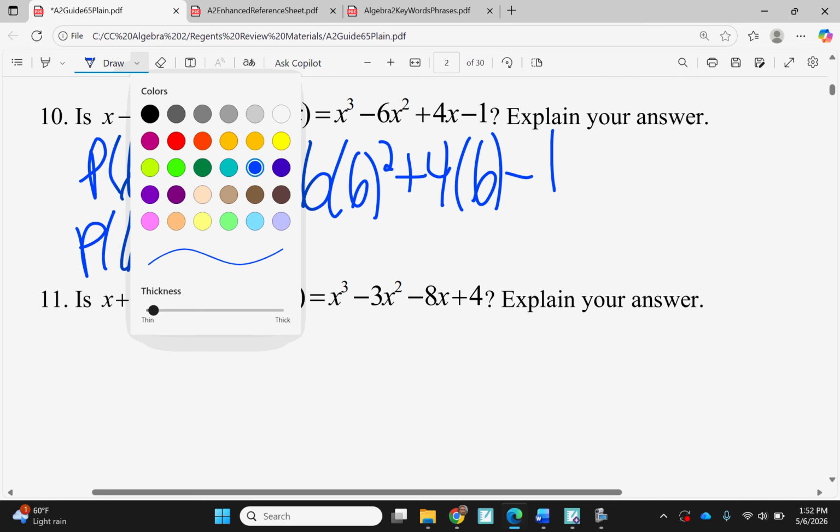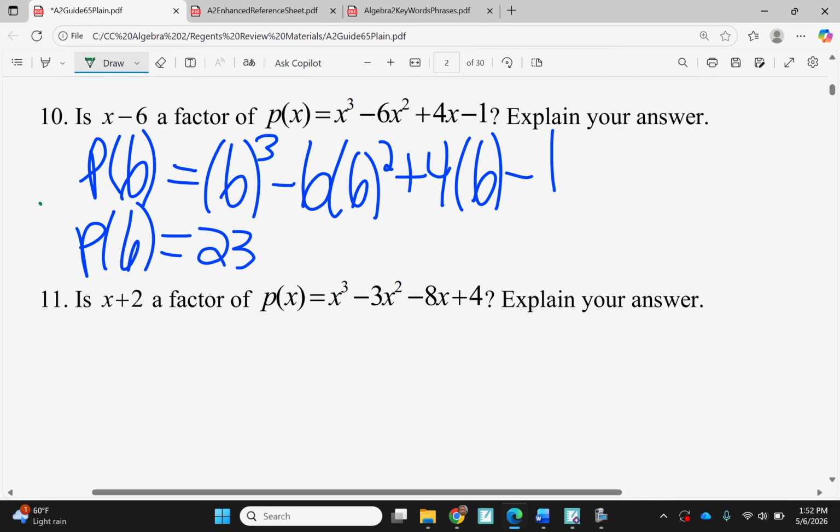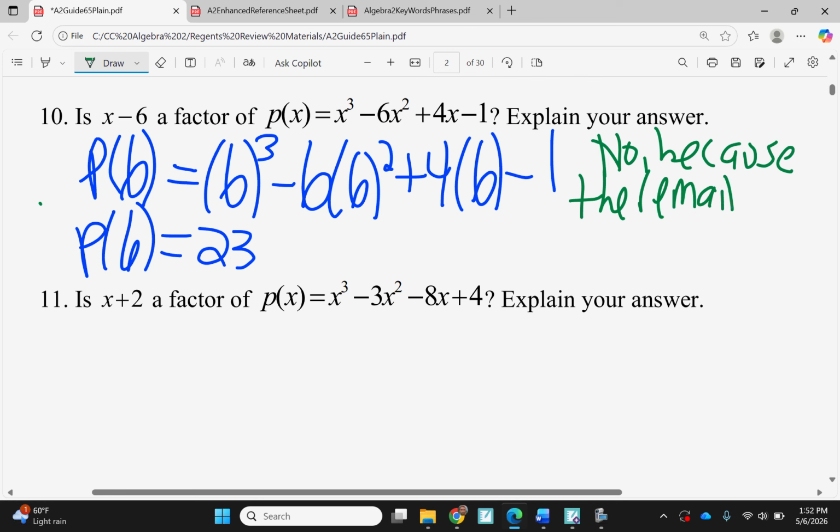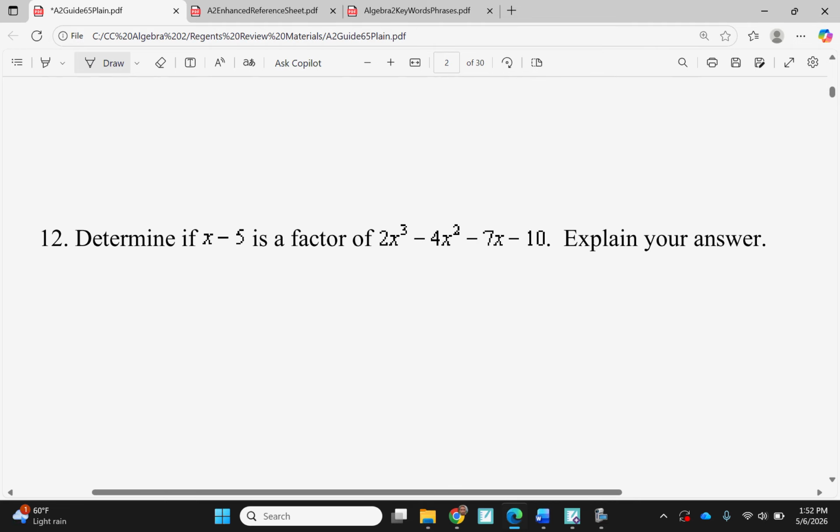Since that is not 0, the answer is no, because the remainder is 23. Stay away from it in your explanations. If you got 0, then it'll be yes, because the remainder is 0.